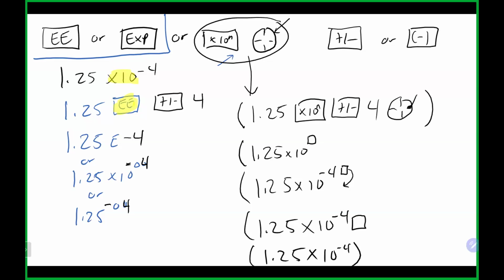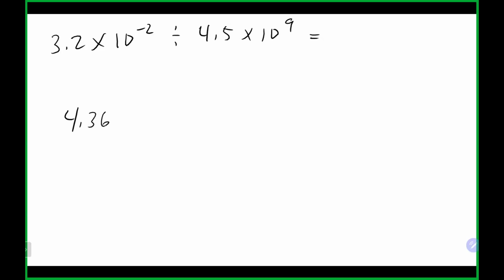All right, so just to make sure our calculators work, why don't we try a couple here? Let's do 3.2 times 10 to the minus 2. Let's divide it by 4.5 times 10 to the 9. And then let's take 4.36 times 10 to the minus 7. We'll multiply it by 1.25 times 10 to the 20.